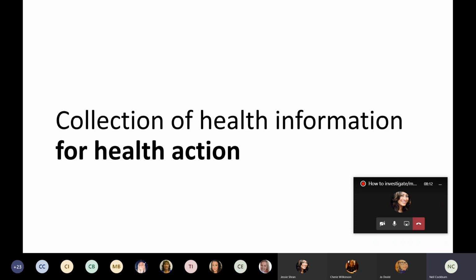And it's really important when people are designing surveillance systems that they have some actions in mind, but more importantly, that they know who is going to be using this kind of data, that they've spoken to those people so that we actually know that it's fit for purpose in terms of the information that's collected. So health action is always a thing to bear in mind, that there's got to be an action at the other end of it.